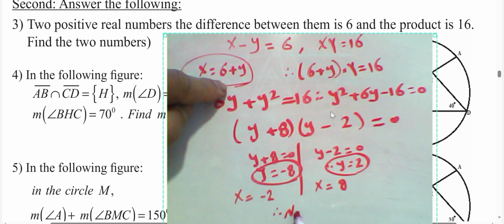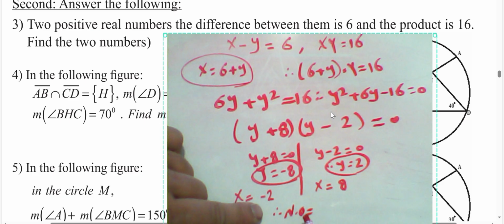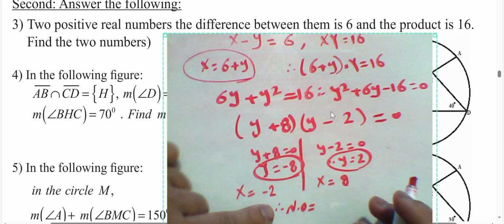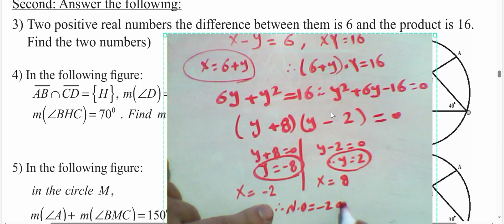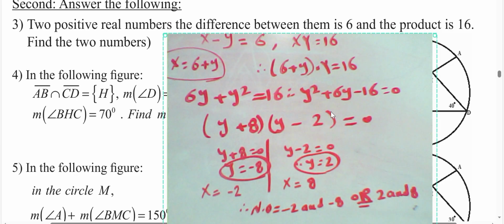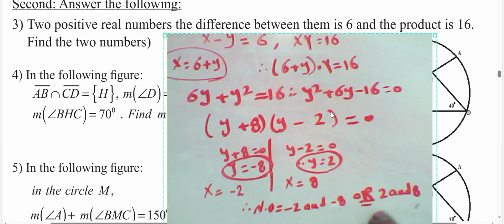Then the two numbers, since he tells me real numbers, positive or negative, okay? Then the two numbers will be negative 2 and negative 8, or 2 and 8, because 2 times 8 equals 16 and the difference between them equals 6. Or negative 2 and negative 8, the difference between them equals 6, and the product will be 16. Then we have two solutions for this question.